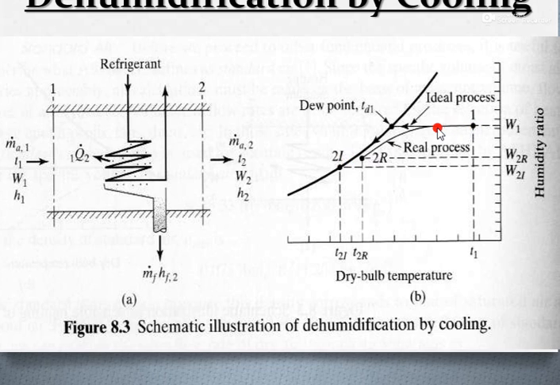But actually the real process path will take this route. Your real process path will take this route, and this is 1 to 2I. This is the ideal process.